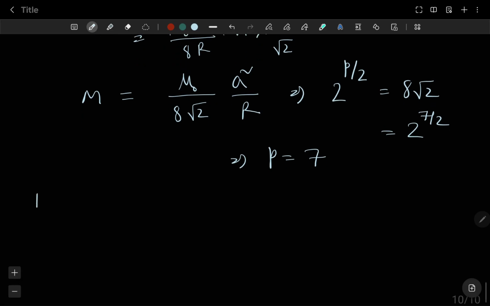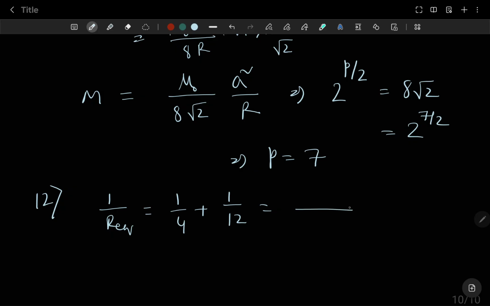Alright, now let's do problem number 12. Okay, this is a very conventional problem. So we have two resistances in parallel, the equivalent resistance: 1 by 4 and 1 by 12. So it would become 1 by 3. So R equivalent is 3.